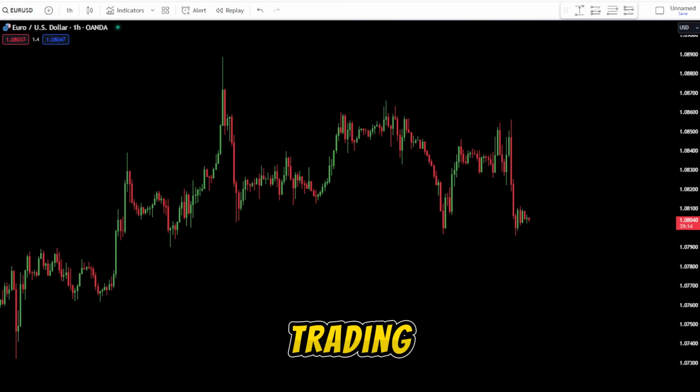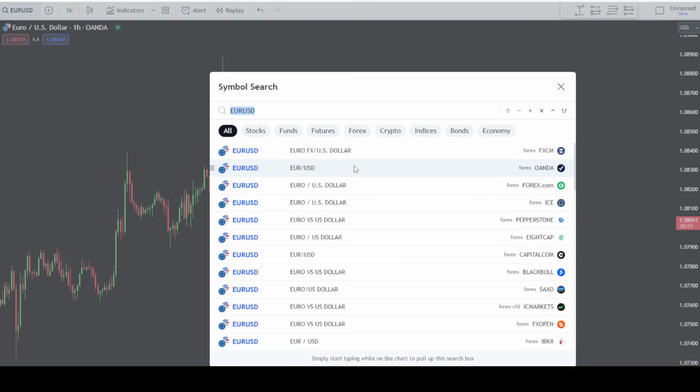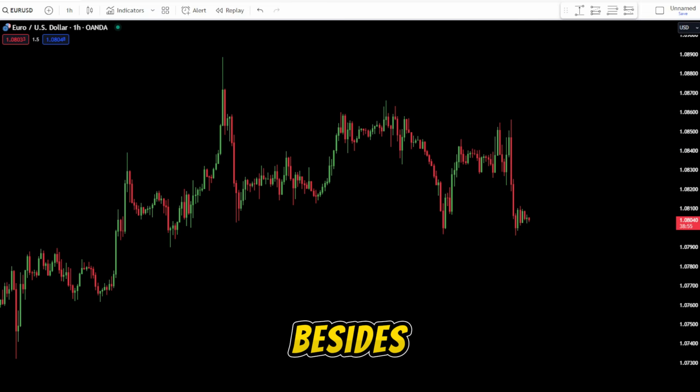To implement this trading strategy, you simply need to access TradingView. In this example, we will apply the smart money concept trading strategy to the Euro-USD chart using a 1-hour time frame. Start by adjusting the pair setting to Euro-USD and then set the time frame to 1 hour. However, besides being applicable to Forex trading, this smart money concept trading strategy can also be utilized for trading cryptocurrencies, stocks, futures, and other assets.